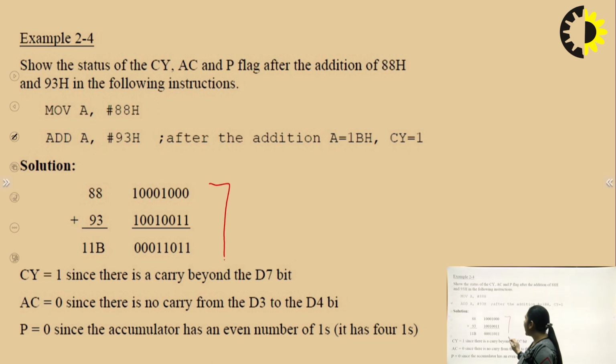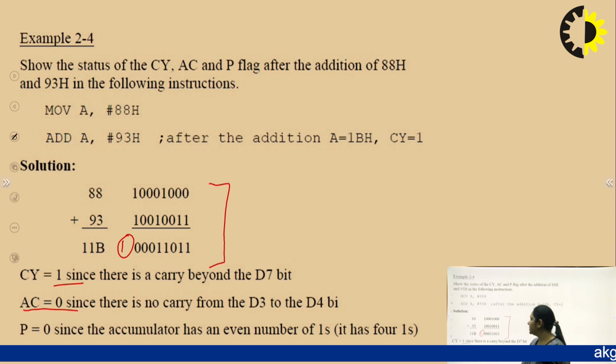Once again, we are adding these two numbers and here you can see there is a carry in the last, so that is why carry is 1. There is no intermediate carry between these two, so auxiliary carry will be 0. And the number of 1s in the result, 1, 2, 3, 4, there are 4 ones. So that is why parity is even, so P is equal to 0.